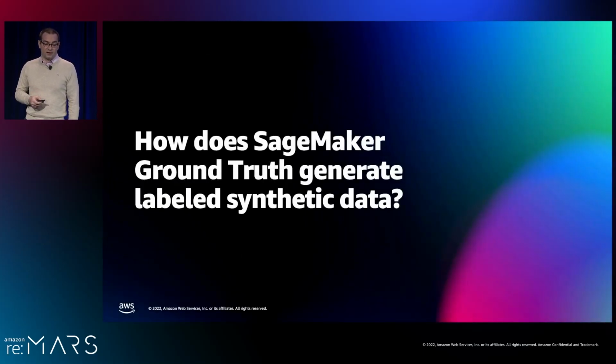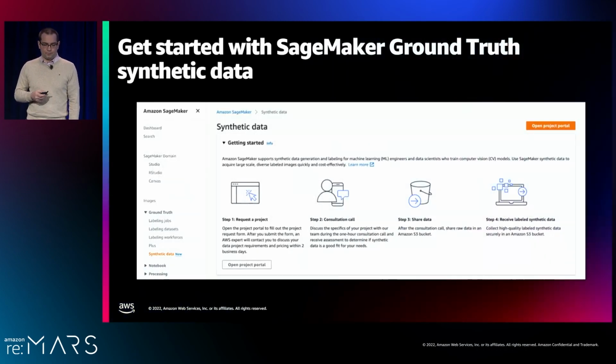To get started with SageMaker Ground Truth, I'll tell you what this will entail and how you can do that. There isn't usually a one-size-fits-all approach to ML computer vision projects. This is why we made SageMaker Ground Truth synthetic data a service offering that accommodates your specific project and your specific needs. This means our experts will engage with you and get to know your project and your requirements. They will also produce the data sets for you to your specification.